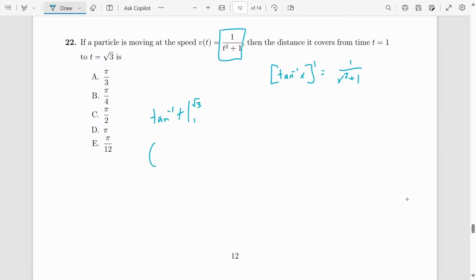So we just do inverse tangent of root 3 minus the inverse tangent of 1. So doing this, inverse tangent of root 3 is unit circle stuff. That is pi over 3. And inverse tangent of 1 is pi over 4. You can either use that big table of unit circle values or just kind of remember what they are. And this is equal to pi over 12, which is our answer.